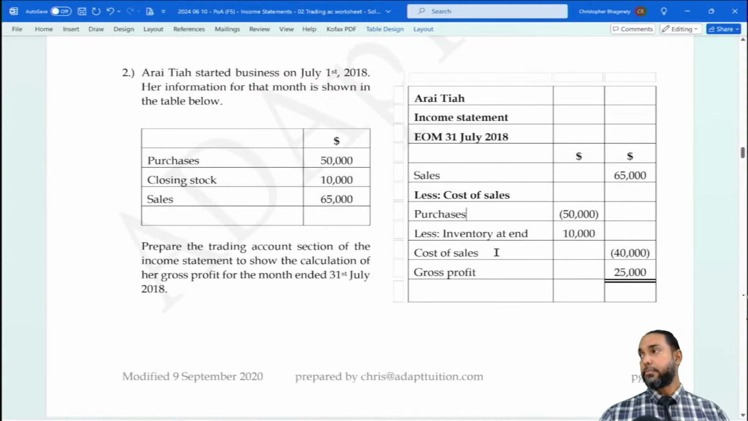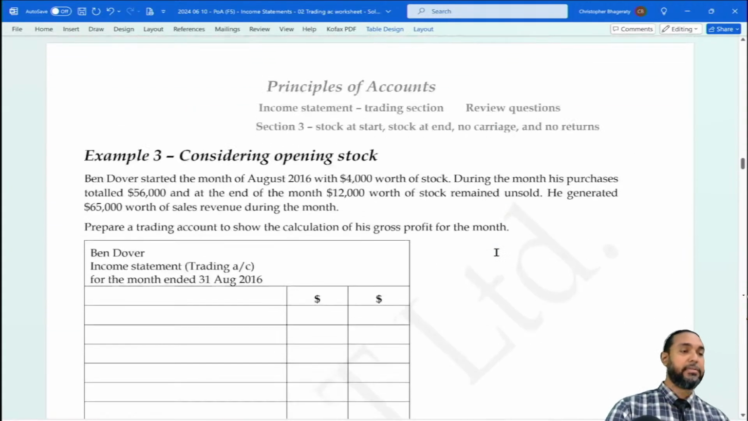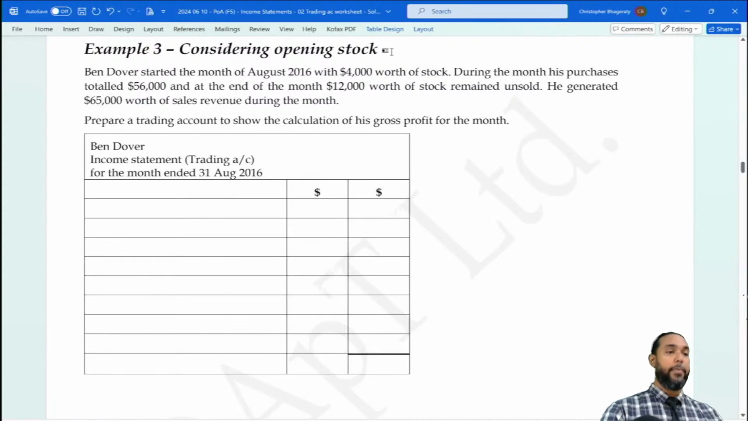They mean the same thing. Cost of sales and cost of goods sold mean the same. Okay, so now we're considering opening stock or ending inventory. Sorry, inventory at start. Hold on, I called it ending inventory just now. So beginning inventory, I said so.